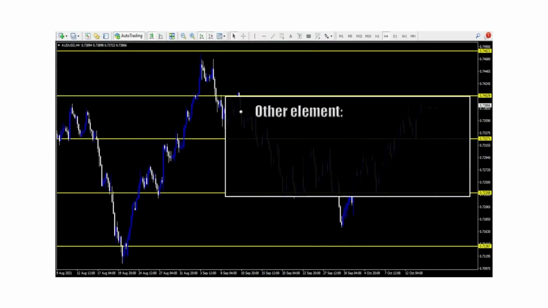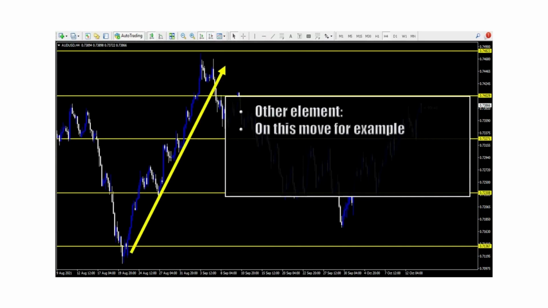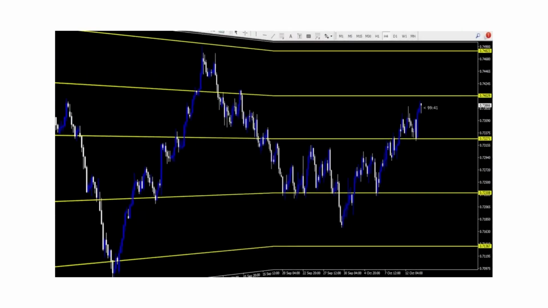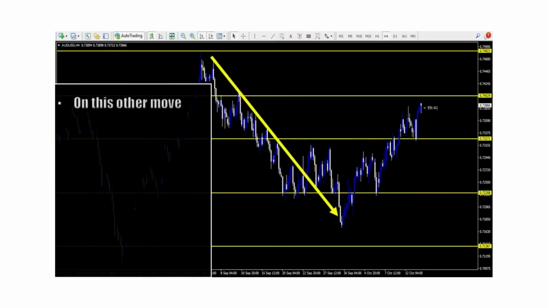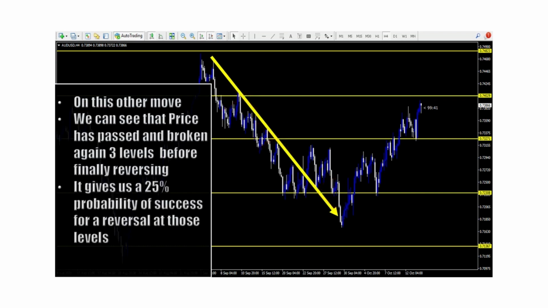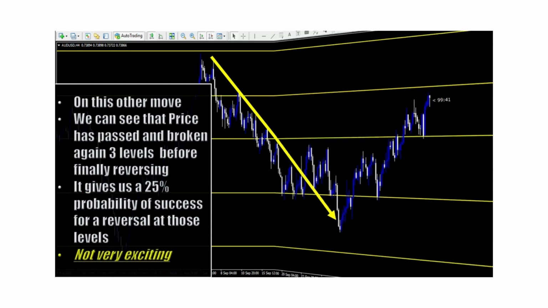On this other element move, for example, price has passed and broken 3 levels before finally reversing on the forward chart. On this other move, we can see that price has passed and broken again 3 levels before finally reversing. It gives us a 25% probability of success for reversal at those levels. It's not very exciting.